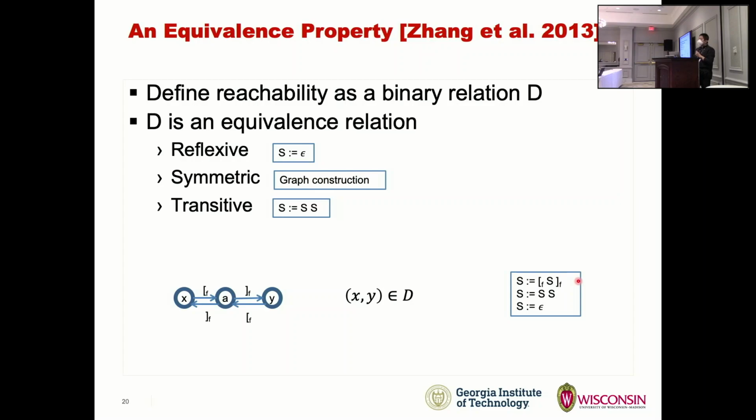Because it's an equivalence class, then instead of inserting summary edges to make the graph look more complicated, we can instead merge nodes in this equivalence class.